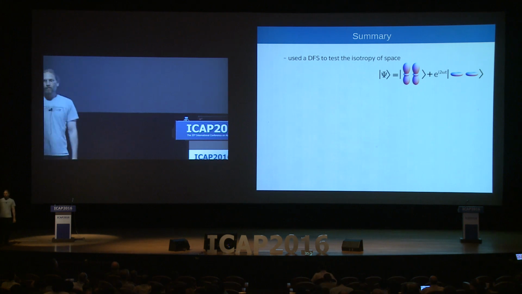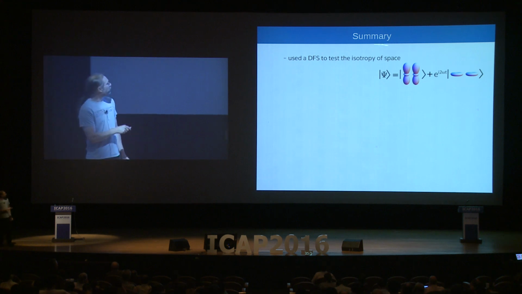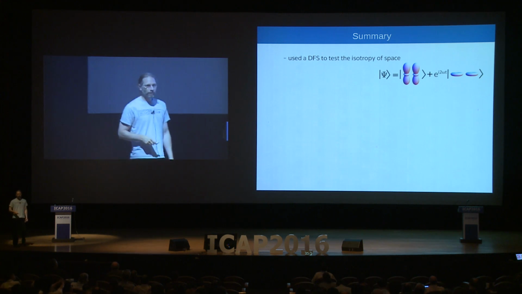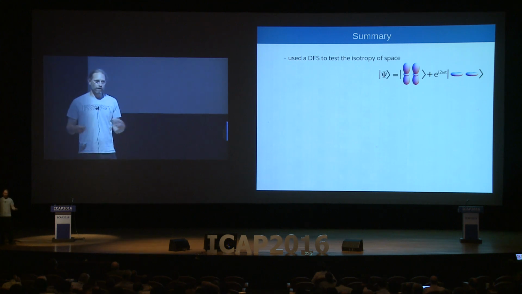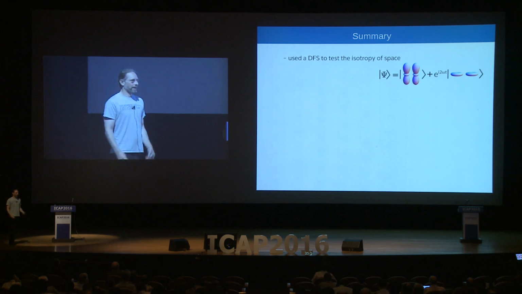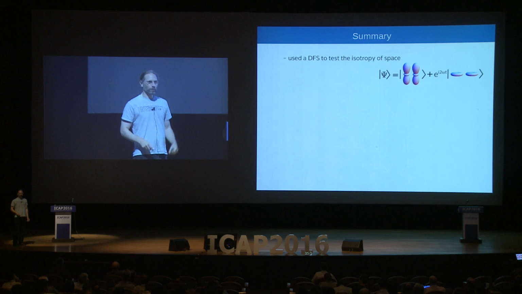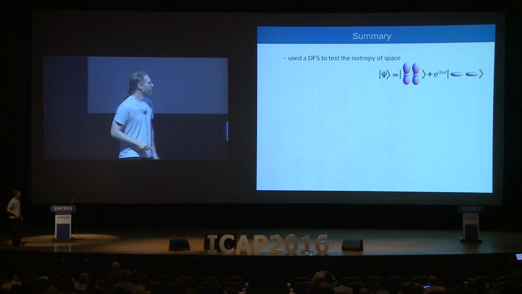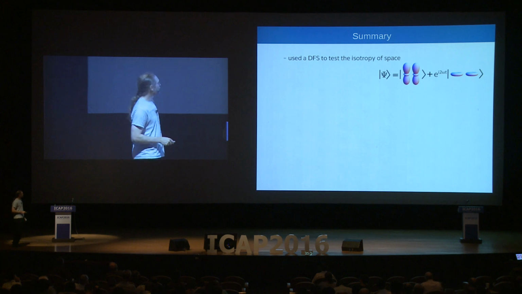So I want to sum up here now. We use the decoherence-free subspace to test for the isotropy of space. So this is a nice application of the toolbox of quantum information. We have in the past learned a lot how to control quantum states, and I think it's really a great opportunity to take this control and actually do physics with it and, for instance, search for exotic effects.